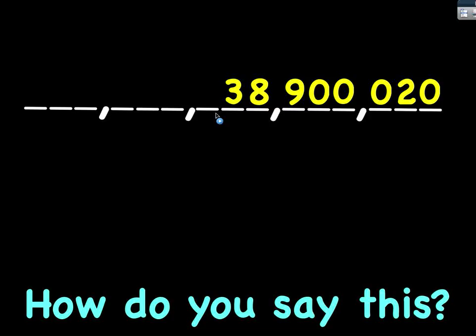So if we start over again, this would be 38,900,020. Now remember, it's not and 20. So when you're naming numbers, you can write it in standard form or in word form. If you said all of those, wrote it as words, what I just said, 38,900,020.